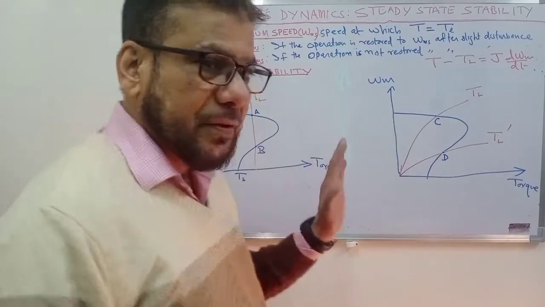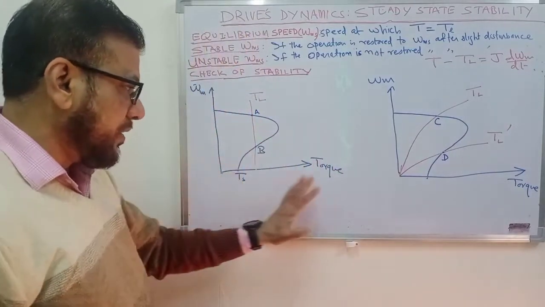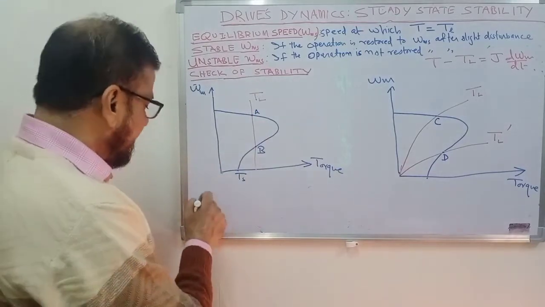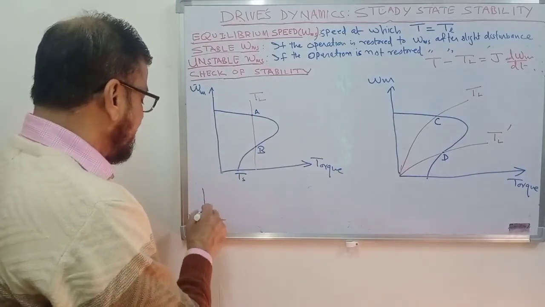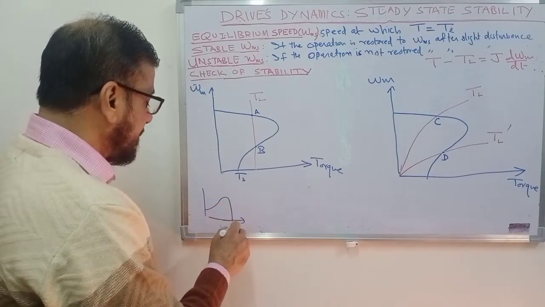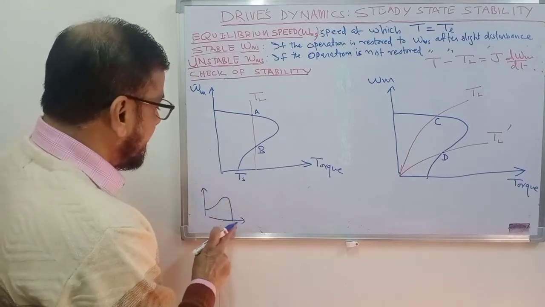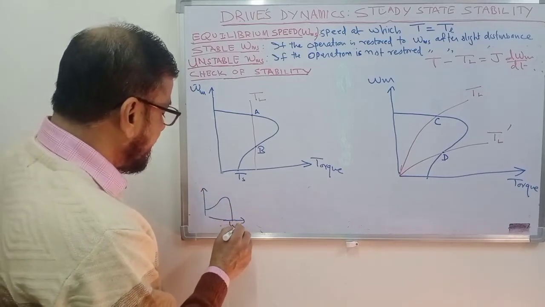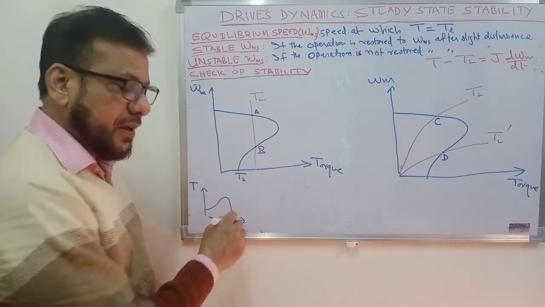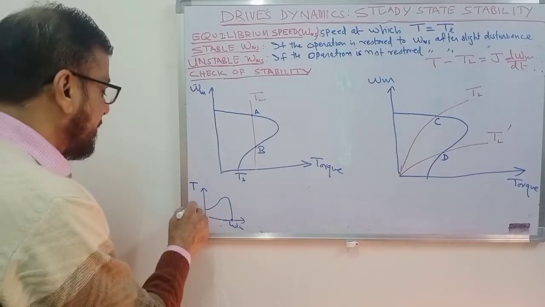Now here I have drawn the speed versus torque characteristic of the motor. Earlier we studied the torque speed characteristic like this, where we show the torque on this axis and speed on this axis. This speed we called the synchronous speed, the starting point. So this was the starting torque.